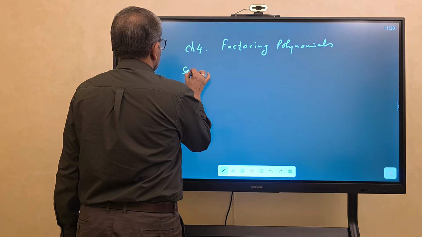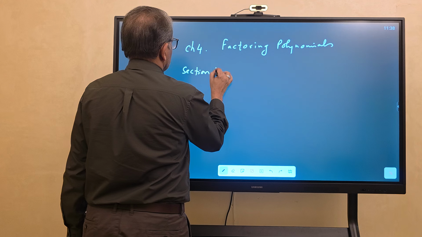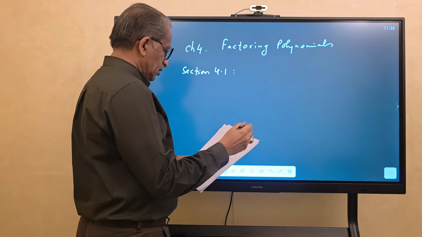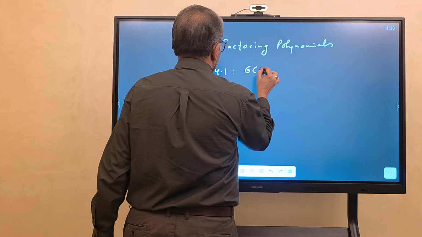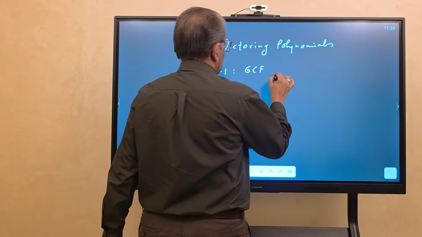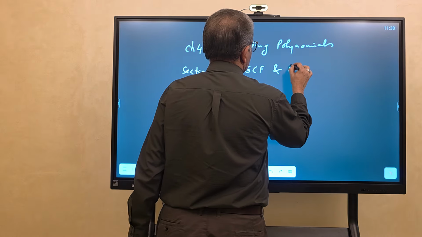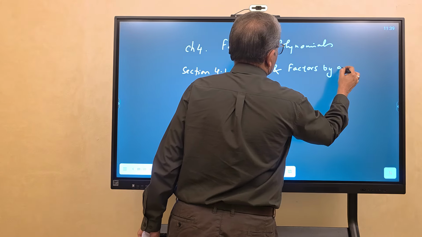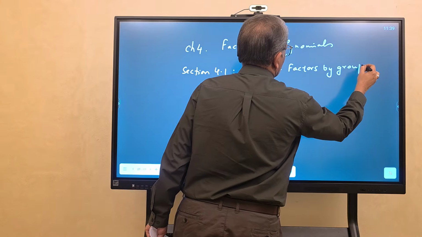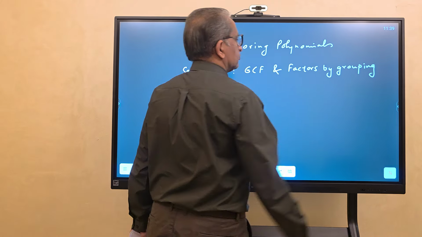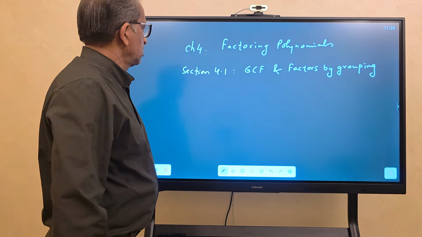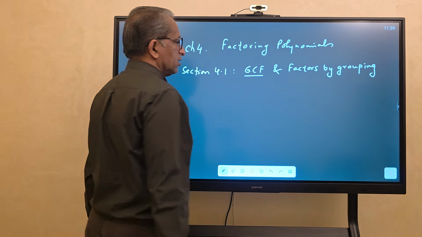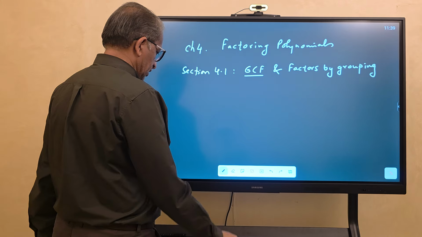First, I will come to section 4.1, where we study how to find the greatest common factor and finding the factors by the method known as grouping. So let us start section 4.1. The first thing, how to find the greatest common factor.